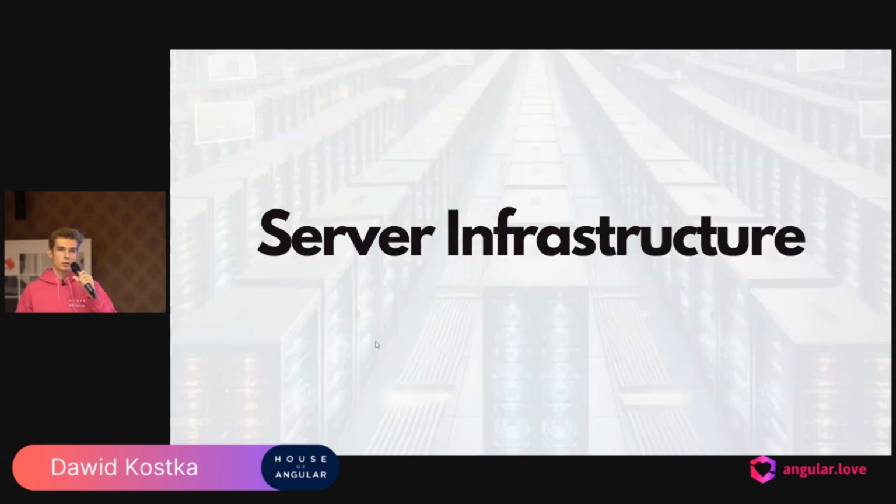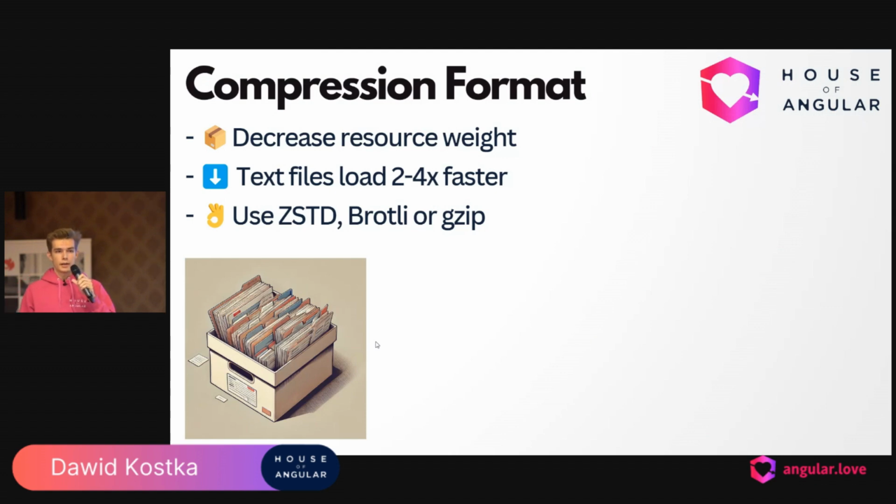So let's get started with something that is not directly related to the code we write, the server infrastructure. In my opinion, any other optimization changes won't make much sense in case you have a poor infrastructure. The first thing that you should consider doing is implementing a compression format in your application. This can decrease the text file size during the transfer by up to 80%, which will already give you a huge boost to initial loading.